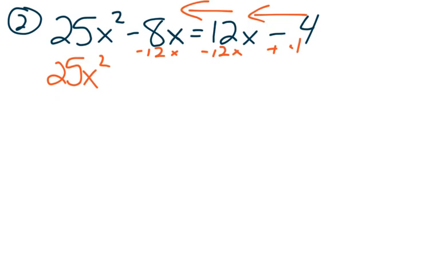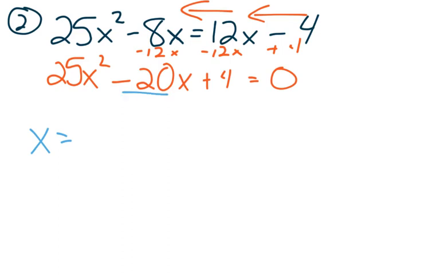So subtract 12x, negative 8x minus 12x is negative 20x. And that is going to, whoops, I forgot the 4, didn't I? And it's going to be plus 4 equals 0. And we can go from there. So let's start with our quadratic formula. X equals, we've got the opposite of b, so negative b.